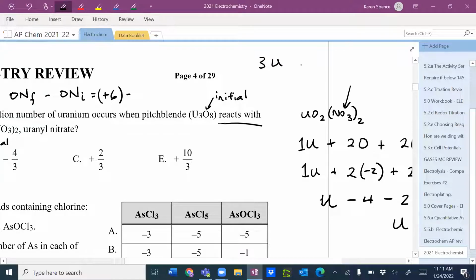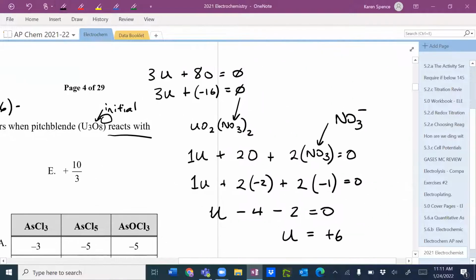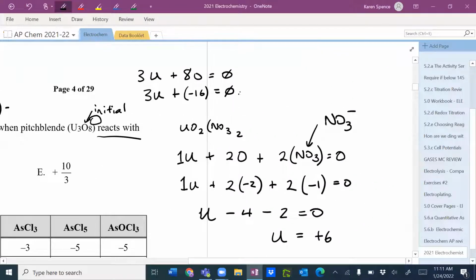I've got 3 U's and I've got 8 oxygens, and the total is 0 again. There's no charge up here, so it's 0. And so that's 3U plus -16 equals 0. So 3U is equal to +16, and so U is equal to +16/3.